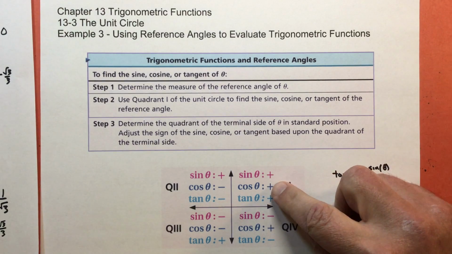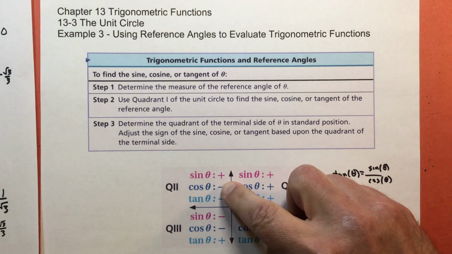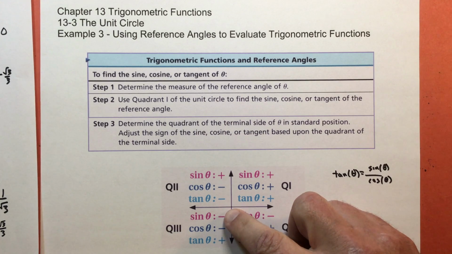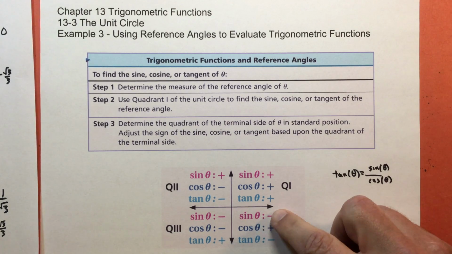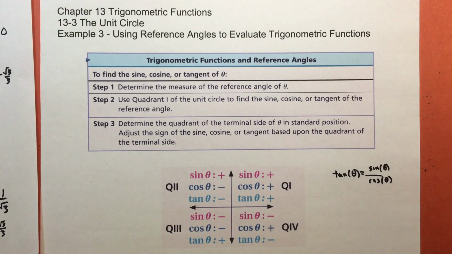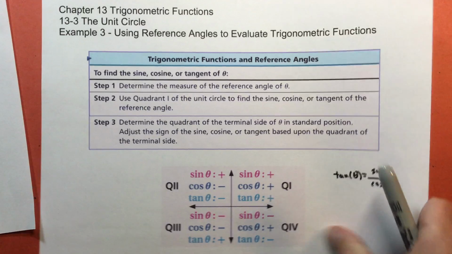So a positive divided by positive is positive. Positive divided by negative is negative. Negative divided by negative is positive, and negative divided by positive is negative. Okay, so tangent goes positive, negative as I go around. So I'm going to find the sine, cosine, tangent of the reference angle, and then figure out which quadrant I'm in and adjust the positive or negative as needed.